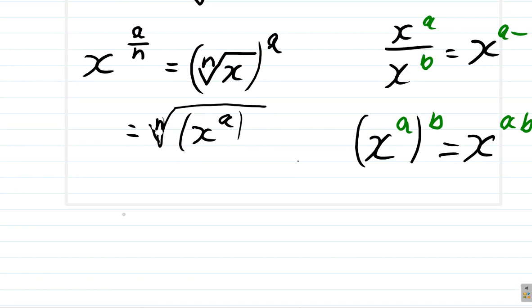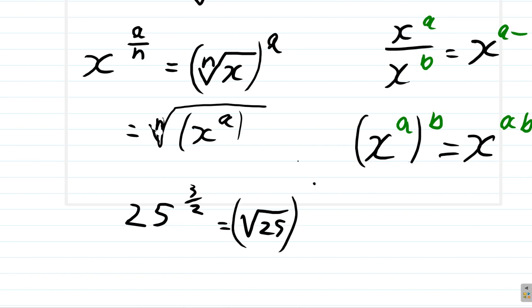Suppose you have, for example, 25 raised to the power of 3 over 2. You want to find out what that is. This means the square root of 25 and then that raised to the 3. Square root of 25 is 5, and that raised to the 3. 5 to the 3 is 5 by 5 by 5. 5 by 5 is 25, 25 by 5 is 125. You get your answer.